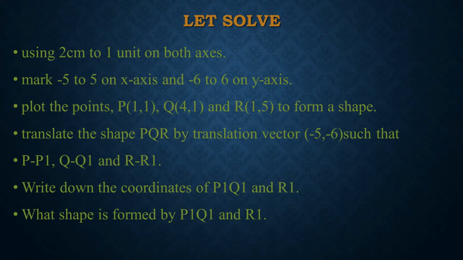Plot the point P, which is formed by 1 and 1, and then you plot the point Q here, which is formed by 4 and 1, and the point R, which is formed by 1 and 5. So after plotting, to form a shape, you join the points together. Translate the shape PQR by translation vector (-5, -6) such that P maps to P prime or P1, Q maps to Q prime or Q1, and R maps to R prime or R1.